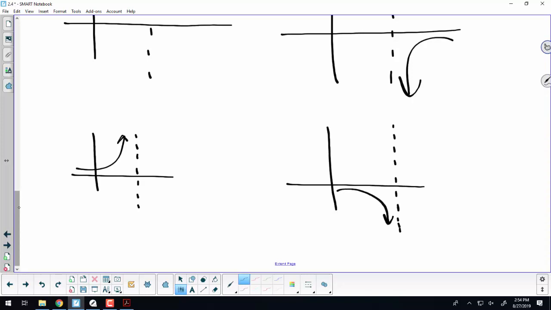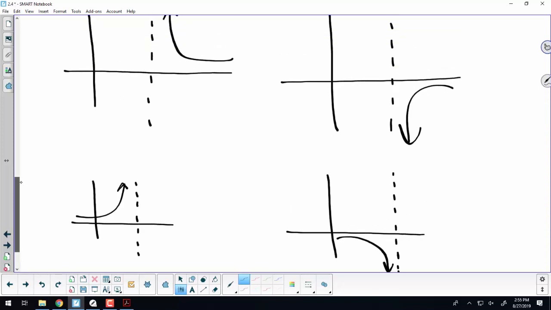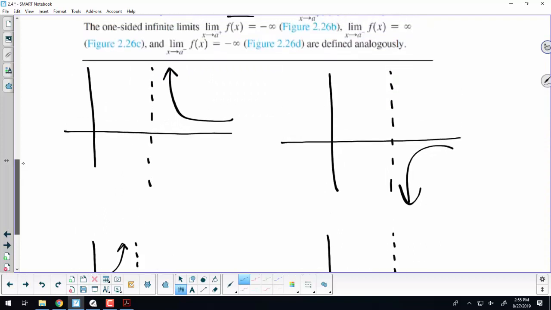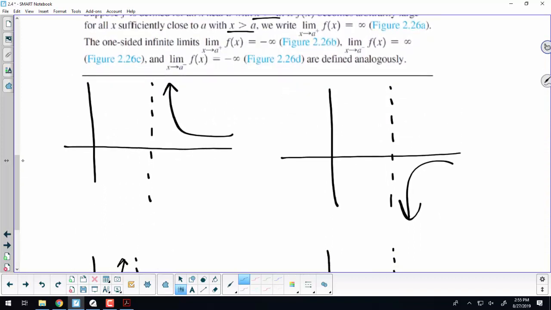So those are the 4 scenarios illustrated in those figures. Scroll up a little bit. Yeah. And is that good enough? So that's really what figures 2.26a, b, c, and d are describing. Hopefully that's nothing new, especially if you remember graphing rational functions. You saw that time and time again when you graph those, that depending on the direction you approach a vertical asymptote from, it varied as to whether the function was going here or here.